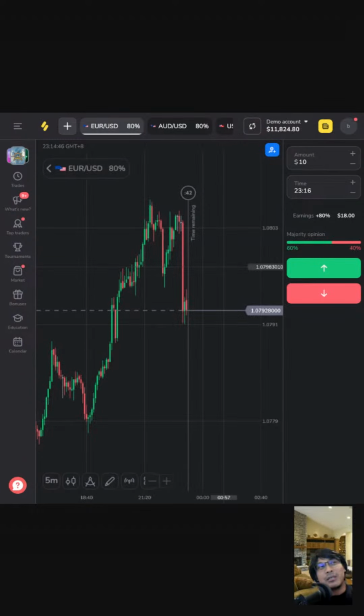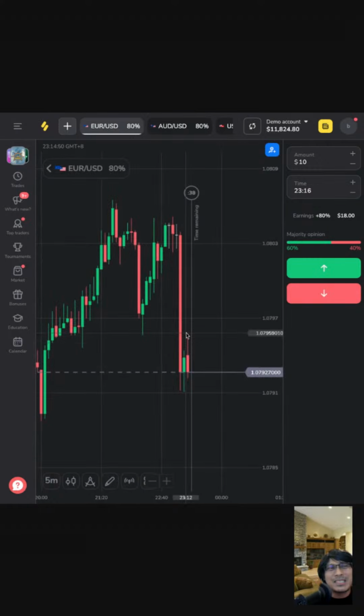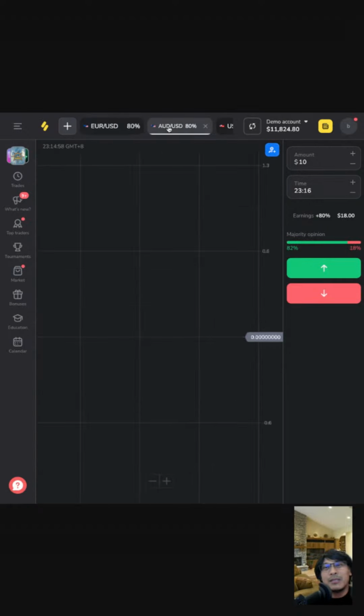So we are watching this Euro USD action right now. It's showing some pullback, and that pullback seems like it is failing. So maybe the breakout has momentum. Let's go back to AUD USD.